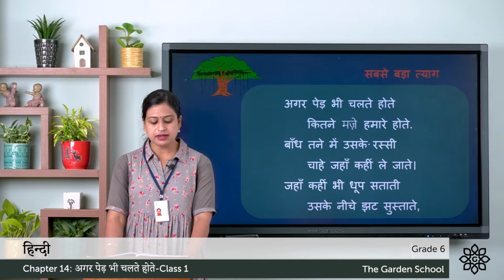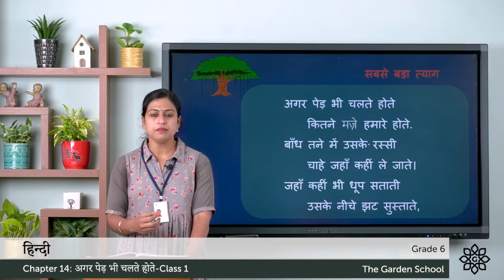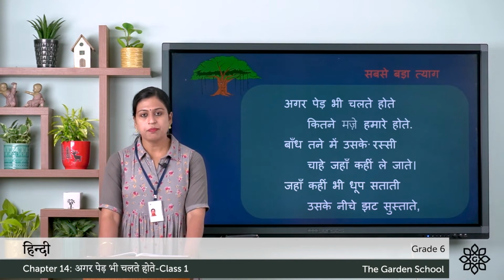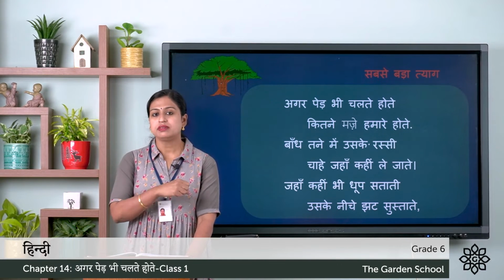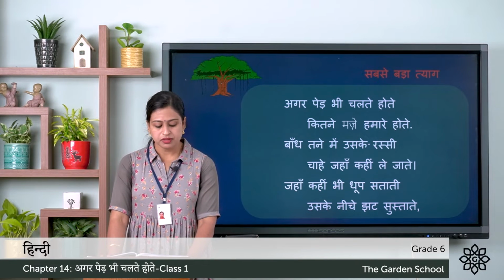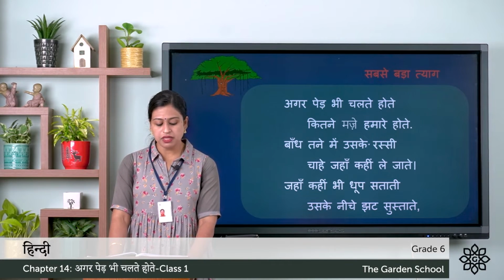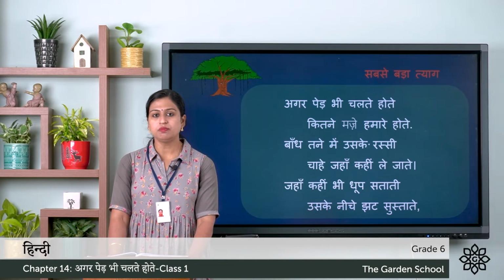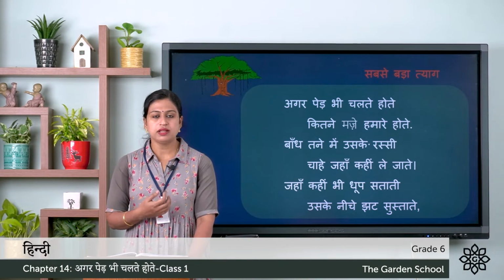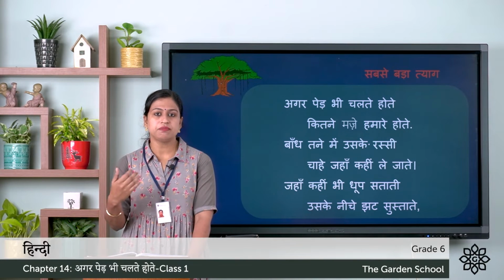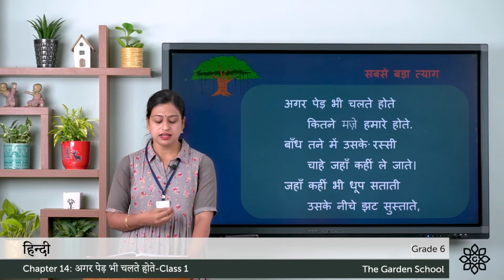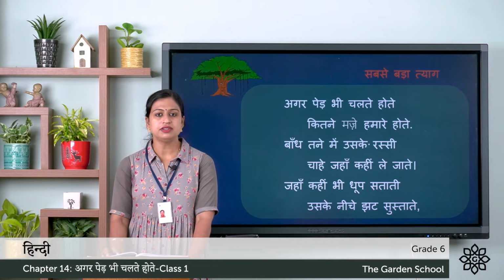बांध तने में उसके रस्सी चाहे जहाँ कहीं ले जाते. Here बांध means to tie, tane means stem. So the poet says that we would have taken it wherever we want by tying the rope to its stem. Next line, जहाँ कहीं भी धूप सताती उसके नीचे झट सुस्ताते. Here the word धूप means sunlight, झट means at once, sustate means take rest. So the meaning is, we would have dragged the tree to the place where the heat bothers us, and we would have rest under the tree.